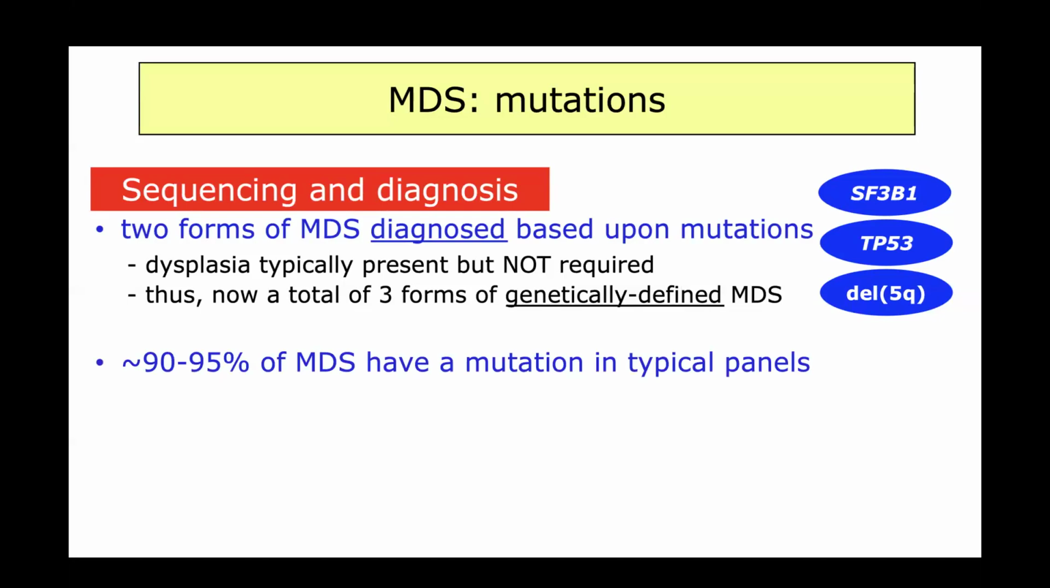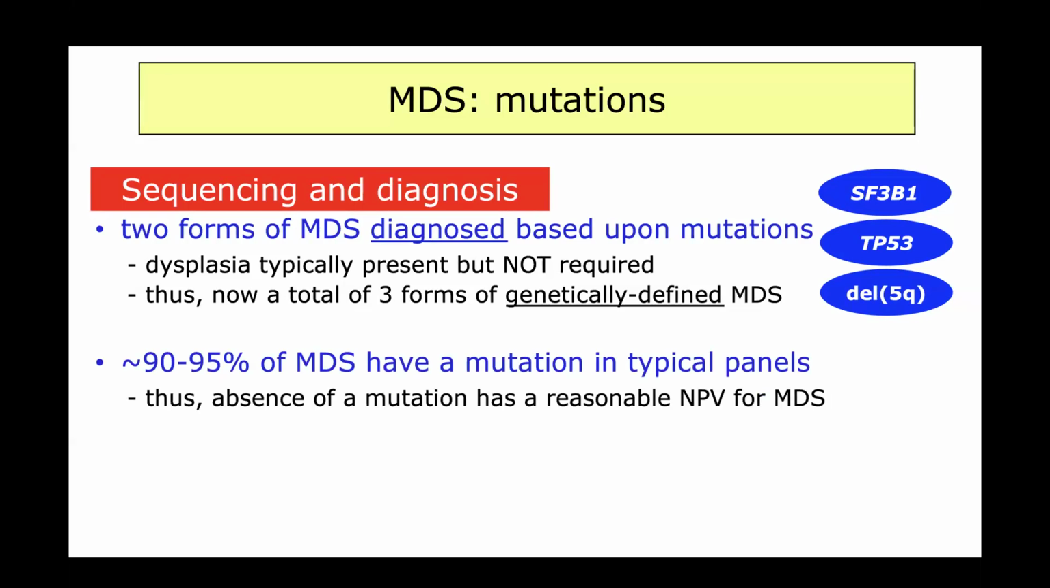As I mentioned before, approximately 90 to 95% of patients with MDS have a mutation in typical panels that contain a reasonable representation of myeloid genes, 40 or 50 myeloid genes. You ought to be able to pick up a mutation. So in other words, the absence of a mutation has a reasonable, but obviously not perfect, negative predictive value for MDS in a patient with a cytopenia. And in terms of what specimen to test, unlike some other diseases, in particular AML, in which in general, marrow may be better than peripheral blood, in MDS and also the myeloproliferative neoplasms, which we're not talking about, peripheral blood is as good for mutational analysis.